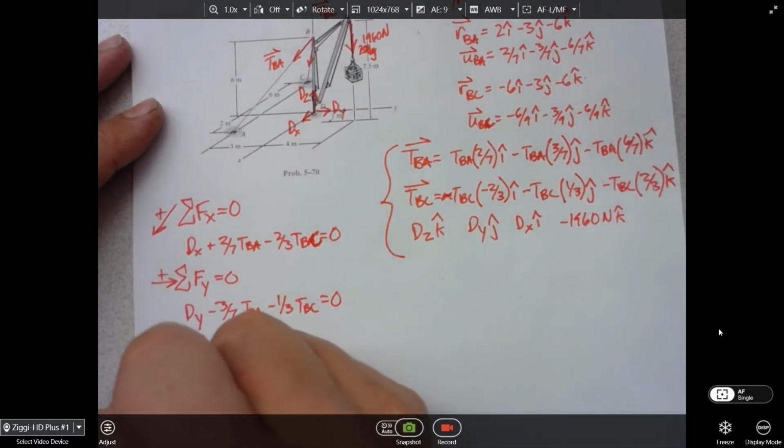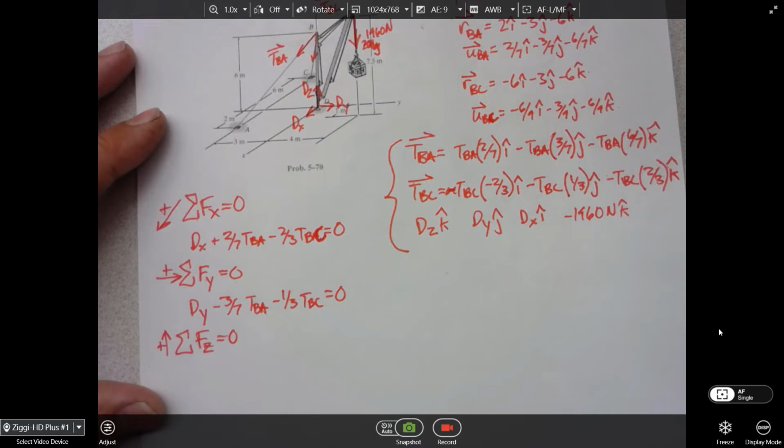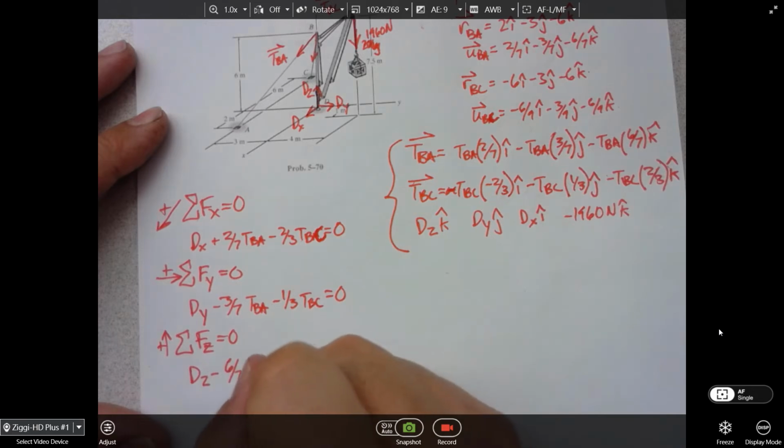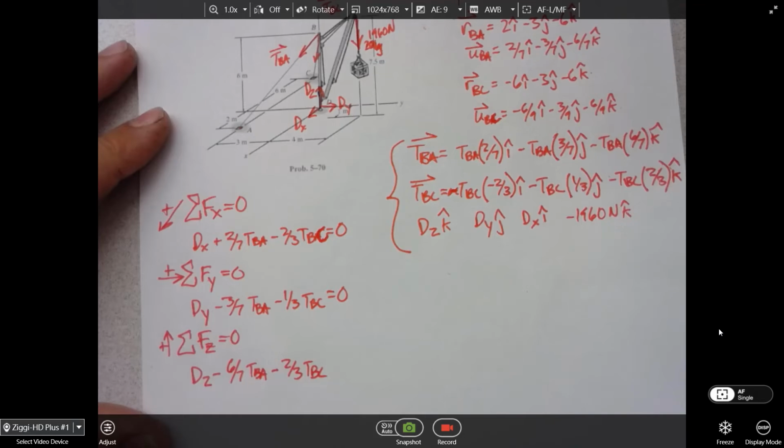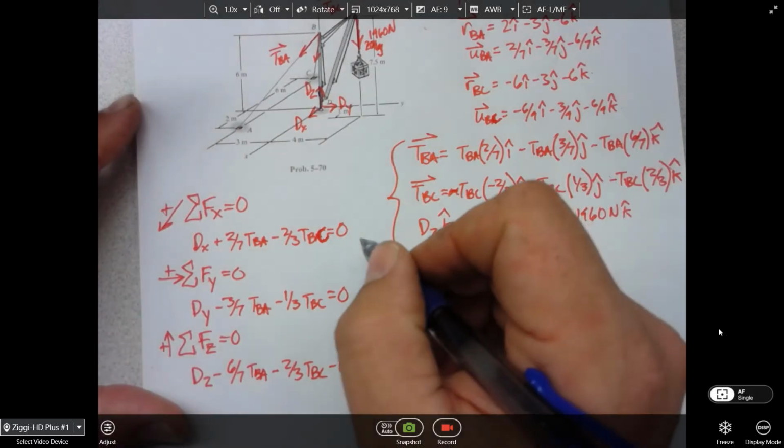Sum of the forces in the z direction has to equal 0. Up is positive. In the z direction, I'll have dz minus 6/7 TBA minus 2/3 TBC equals 0? No, minus 1960. Good job. Equals 0. Or you could say equals 1960, but don't jump ahead too much. When I do, I get in trouble.